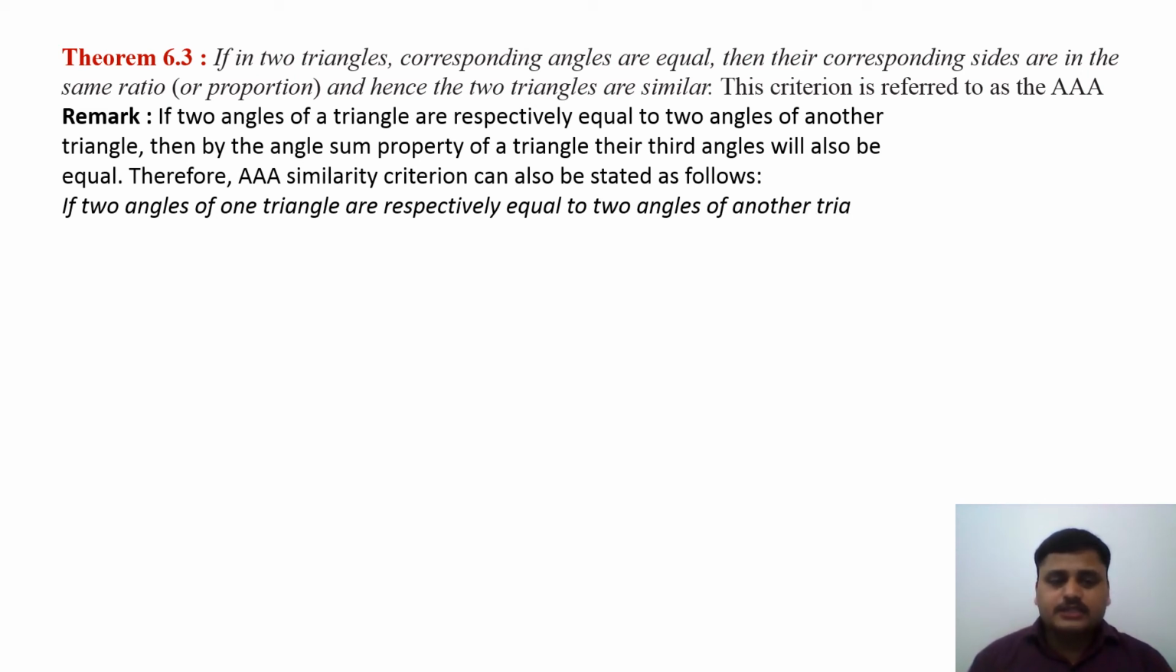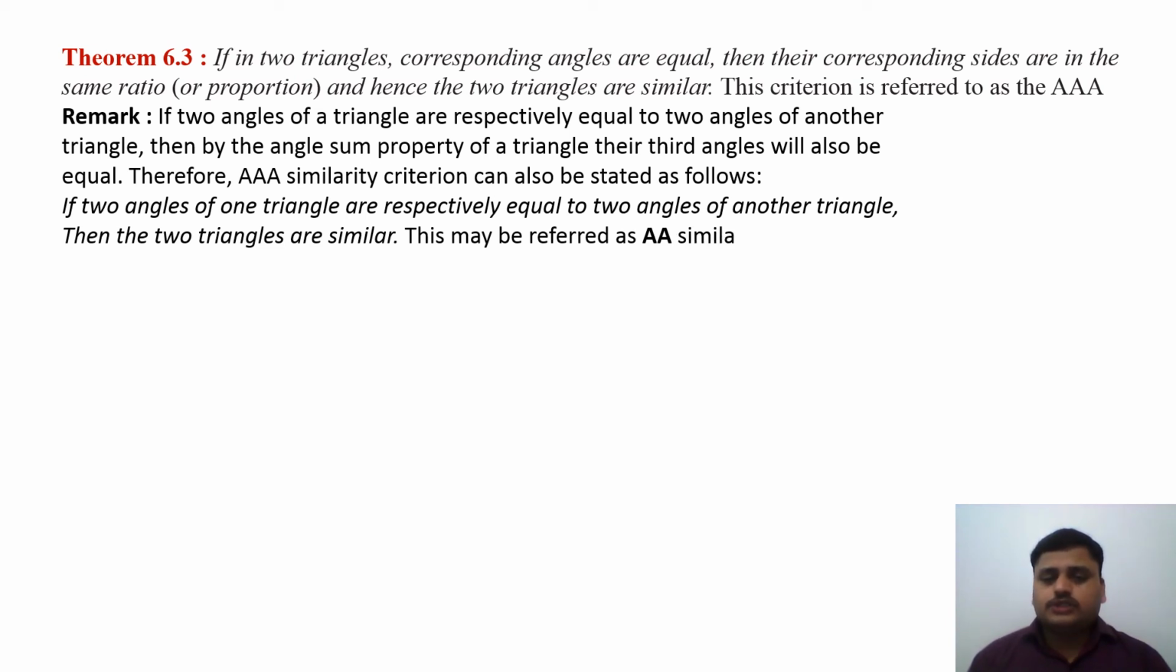If two angles of one triangle are respectively equal to two angles of another triangle, then the two triangles are similar. So we require two angles. If two angles of one triangle are respectively equal to the two angles of another triangle, then the two triangles are similar, and this may be referred to as angle similarity criteria for two angles.